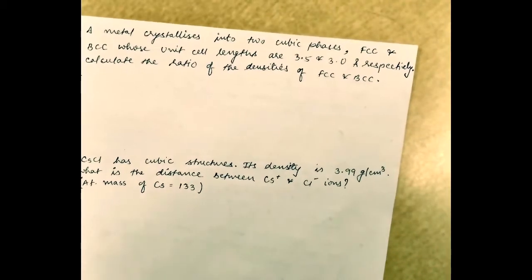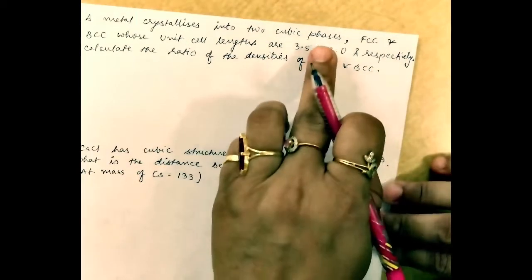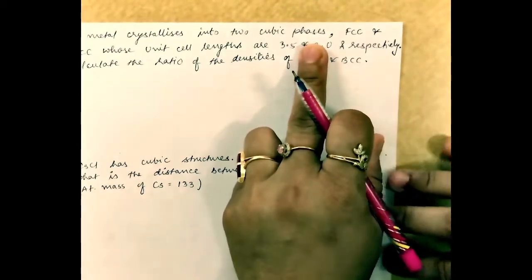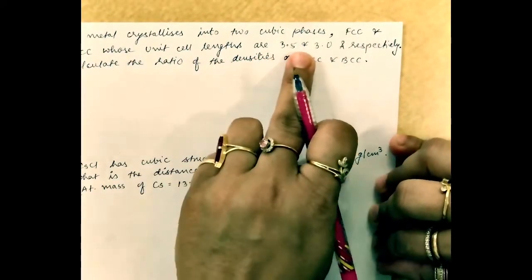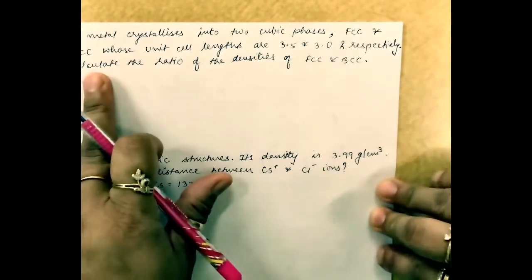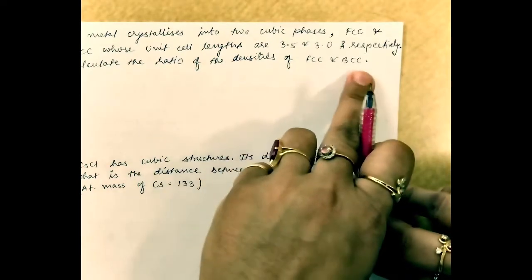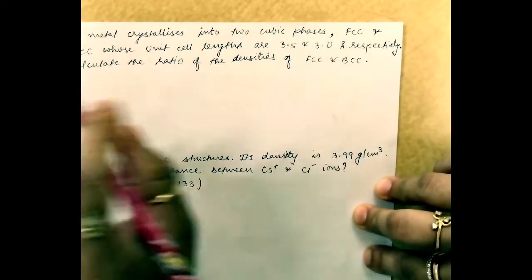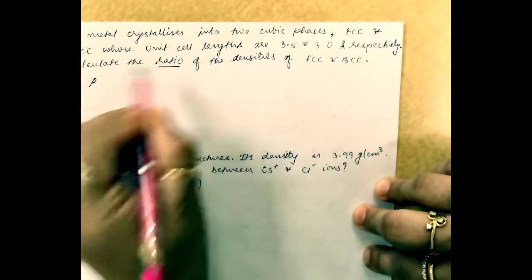Okay, so you can see the question is: a metal crystallizes in 2 cubic phases, FCC and BCC, whose unit cell lengths are respectively given to you as 3.5 and 3 angstroms, and you need to calculate the ratio of the densities of FCC and BCC. Now students, it's very simple. You have seen the formula of density, and here it's just a question of ratio.